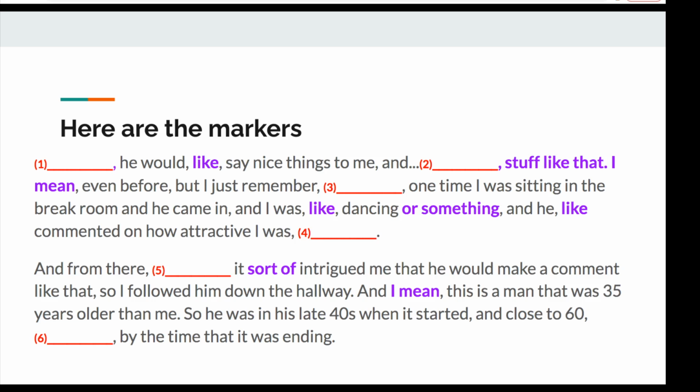I mean, he would like say nice things to me and, you know, stuff like that. I mean, even before, but I just remember like one time I was sitting in the break room and he came in and I was like dancing or something and he like commented on how attractive I was, I think. And from there, I guess it sort of intrigued me that he would make a comment like that. So I followed him down the hallway. And I mean, this was a man that was 35 years older than me. So he was in his late 40s when it started and close to 60, I think, by the time that it was ending.